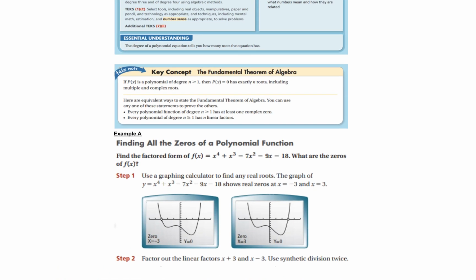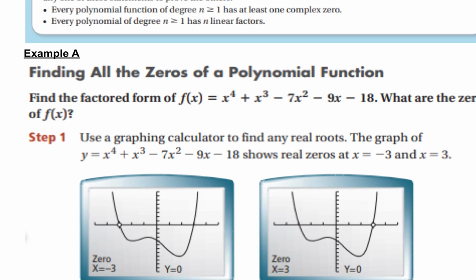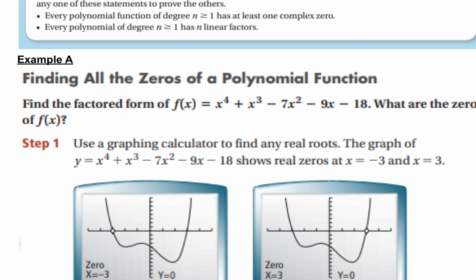So if I look at example A, and you see how we raise to the fourth power, that means there are going to be 4 roots. Now, every polynomial, if you see that first bullet, every polynomial has at least one complex zero. So you will have a complex number. You have at least one of them. Every polynomial of degree n has n linear factors. That's another key point. So for example, 4, there's going to be 4 linear factors.